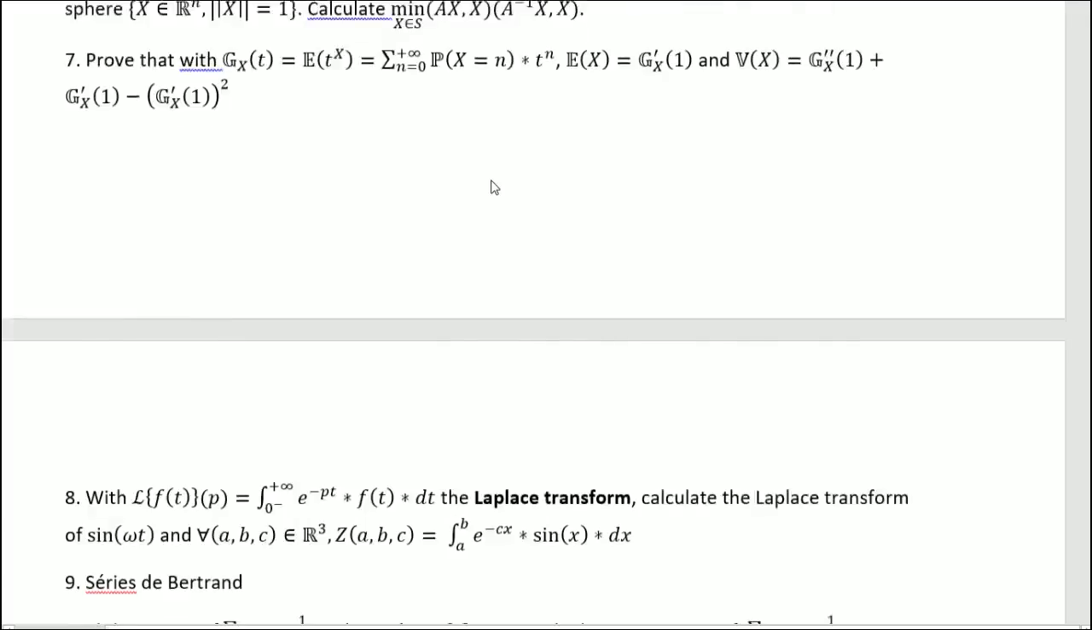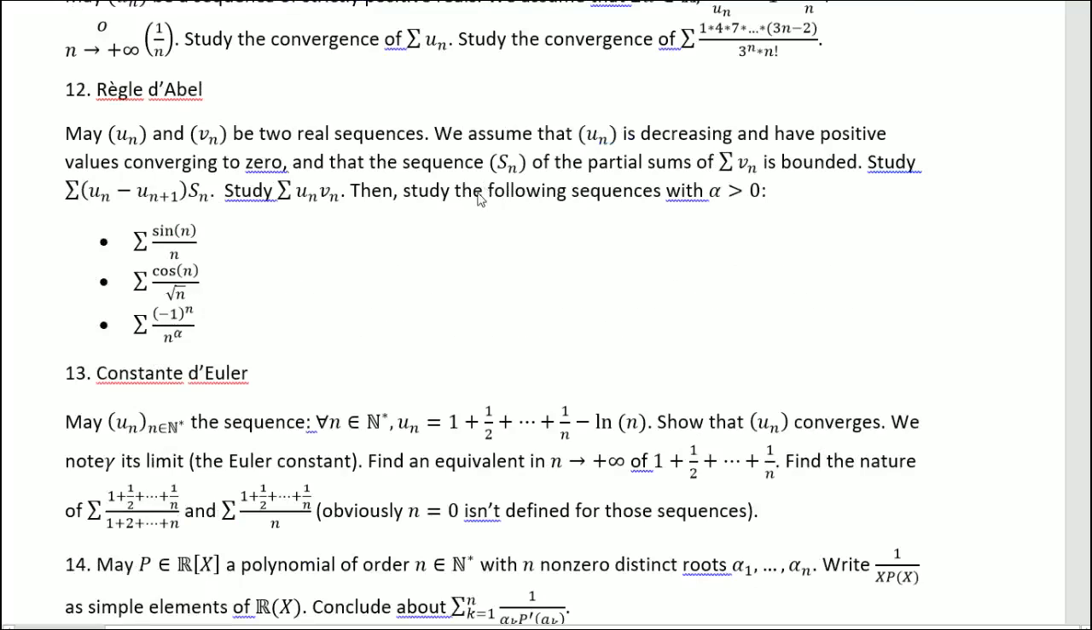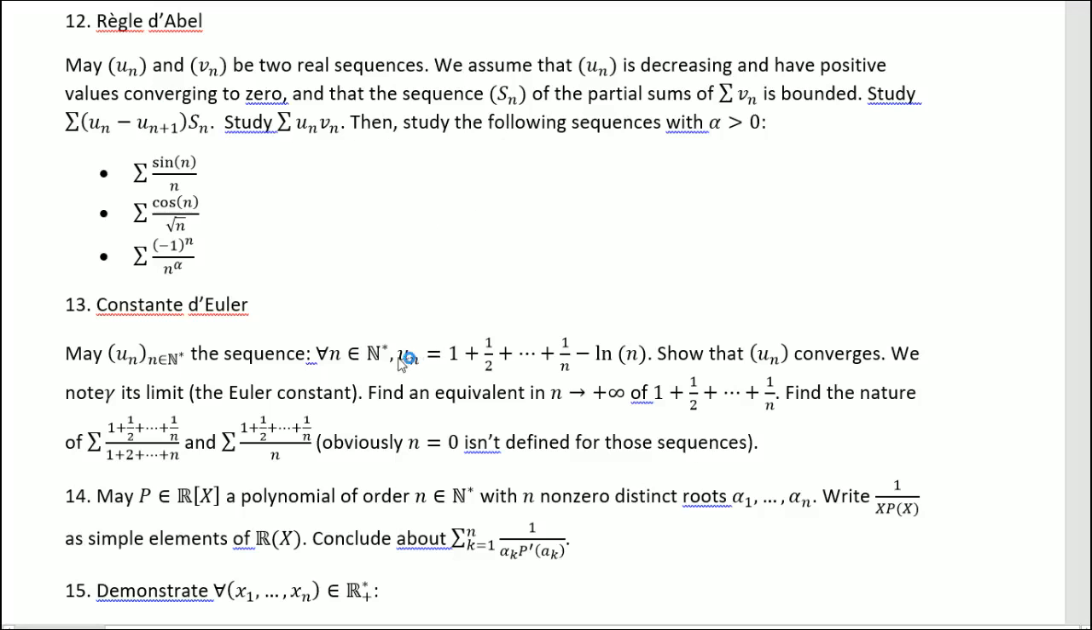Today we'll be looking at number 13, the constant d'Euler in French, so the Euler constant. We define a sequence u of n to be the sum of 1 over k minus ln n. We want to show that this converges. We note gamma its limit.